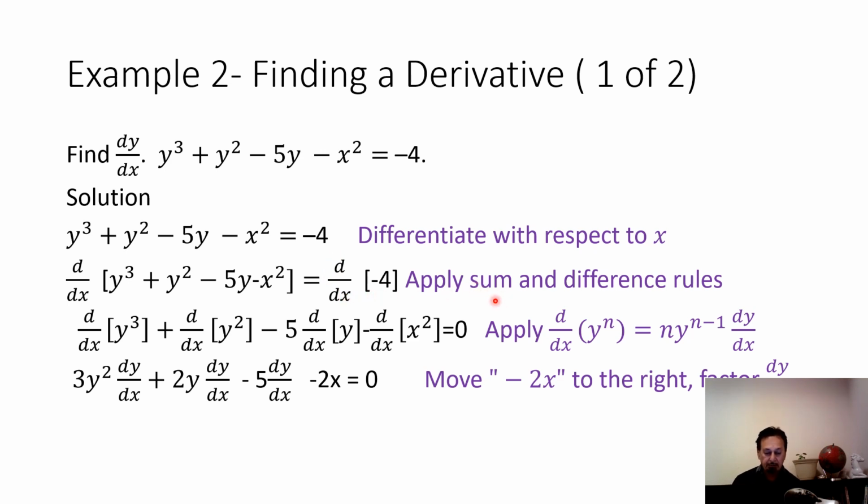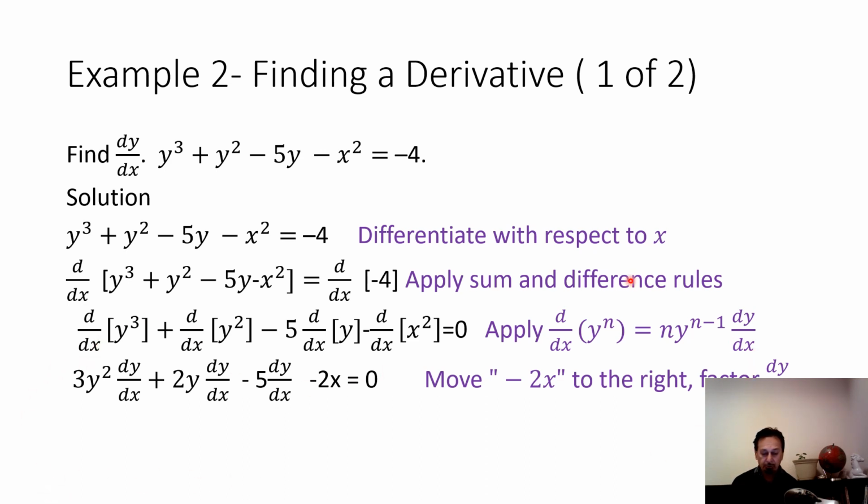Now we apply the sum and difference rules on the left side, so we can break it down into d over dx of y cubed plus d over dx of y squared minus 5 d over dx of y minus d over dx of x squared. And on the right side, the derivative of negative 4 is 0 because negative 4 is constant. Now we apply the d over dx of y to the n equals n times y to the n minus 1 dy over dx formula.